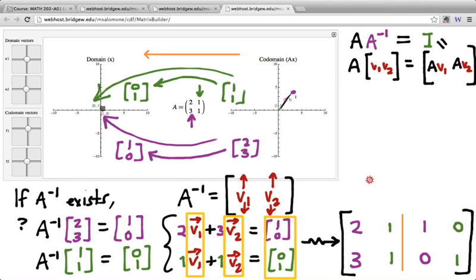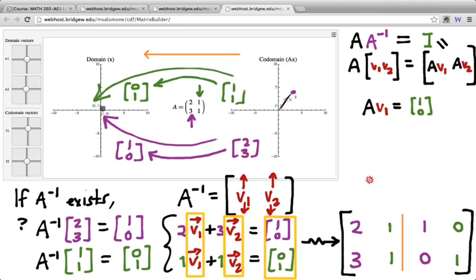And if that's supposed to be equal to the identity matrix, then that means two things. It means that A times V1 is equal to the first column of the identity matrix, and the first column of the identity matrix is 1, 0. And that is a matrix vector equation.